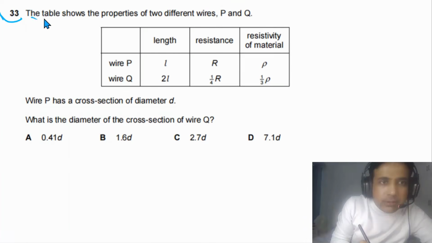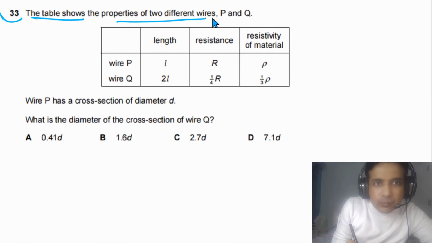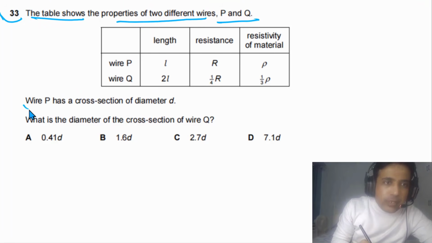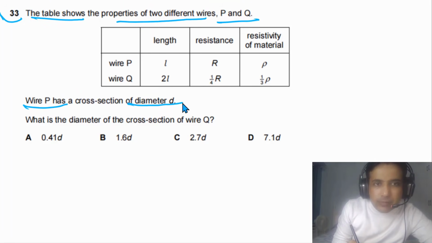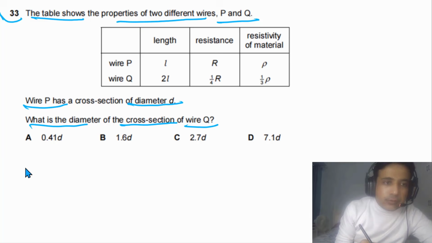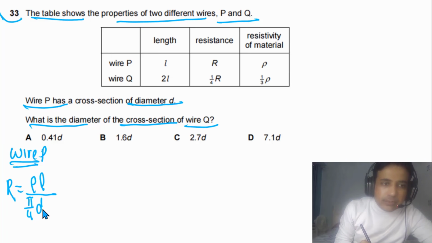Question 33 says the table shows the properties of two different wires P and Q. Wire P has a cross section of diameter small d. What is the diameter of the cross section of wire Q? So we have two wires. First of all, for wire P, we can write down resistance. This is equal to rho L divided by the cross-sectional area, pi by 4 d square.